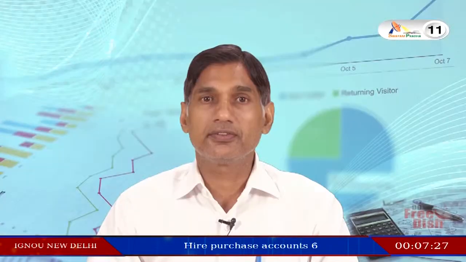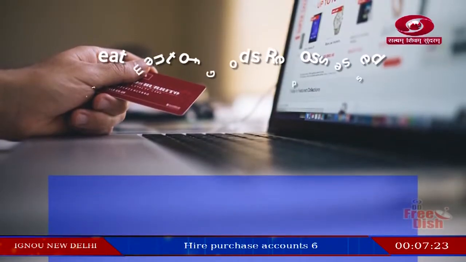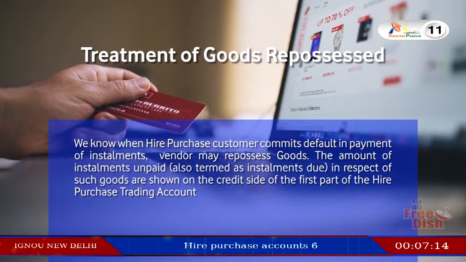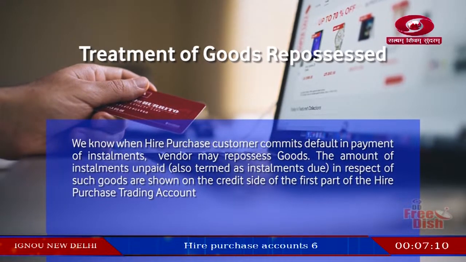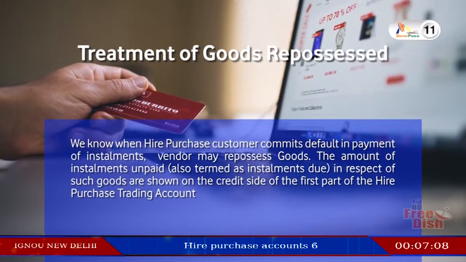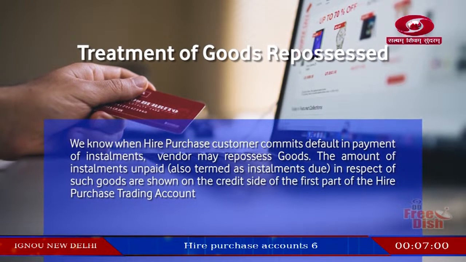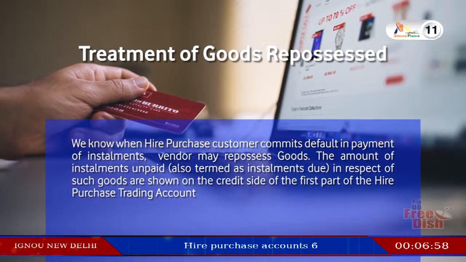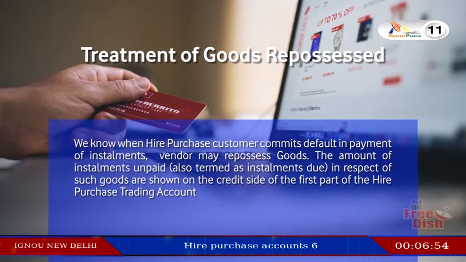Now we come to the treatment of goods repossessed. Repossessed goods, which we have already discussed: the amount of installment unpaid. This is also known as amount of installment unpaid, goods repossessed, also termed as installments due. In respect of such goods, it is shown on the credit side of the first part of the hire purchase trading account.